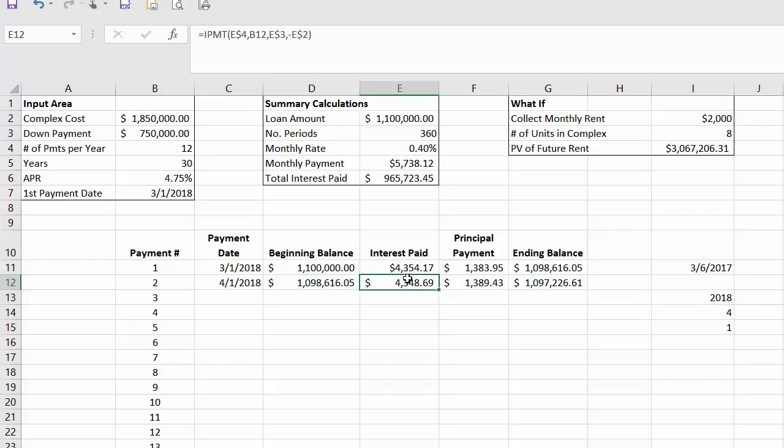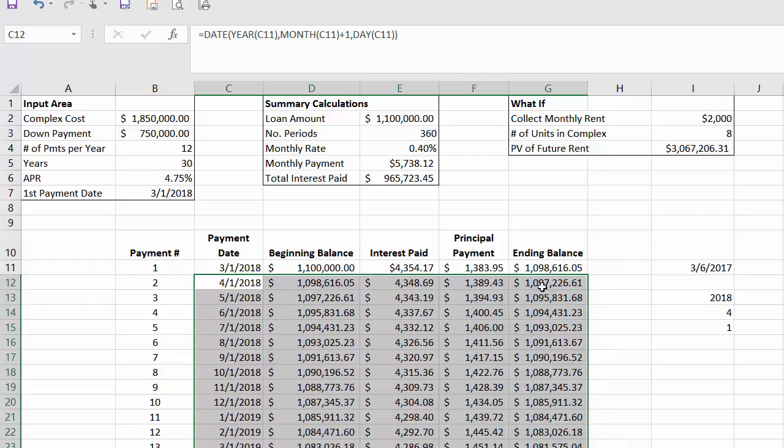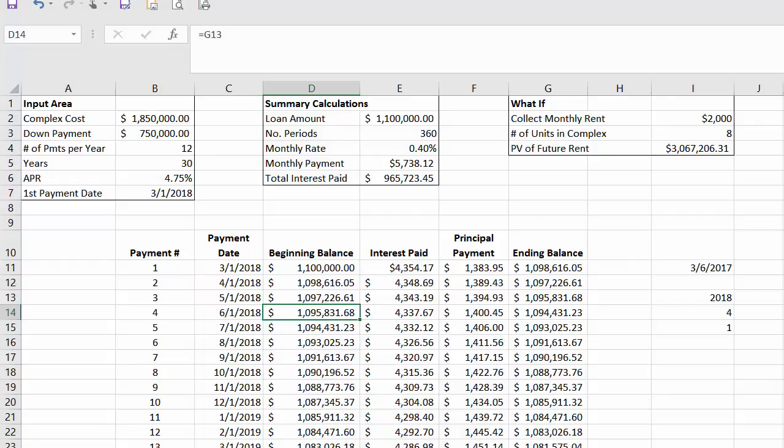I do the payment again. It's the same formula again, except now B12 is the thing that's allowed to change. And same thing for the principal payment. And so once I've got this going, I can copy all of this down to my 24 cells, or in my case, I copied it down all 360.